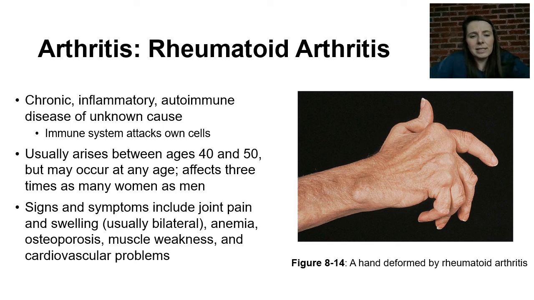Some of the signs and symptoms of rheumatoid arthritis would be things like joint pain and swelling, which is usually bilateral, so it's on both sides of the body, anemia, osteoporosis, muscle weakness, and also cardiovascular problems. In this picture, you're seeing a hand that has been deformed by rheumatoid arthritis. So this is a pretty severe case of rheumatoid arthritis.